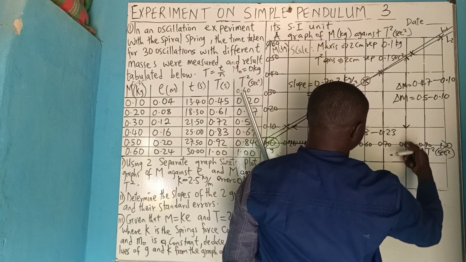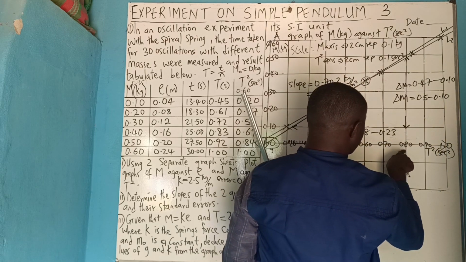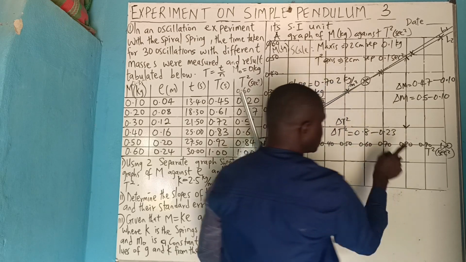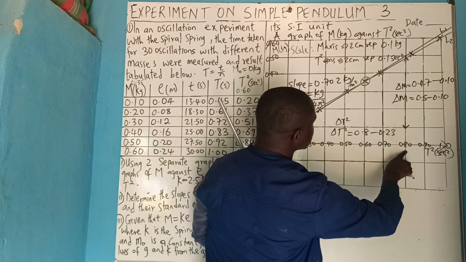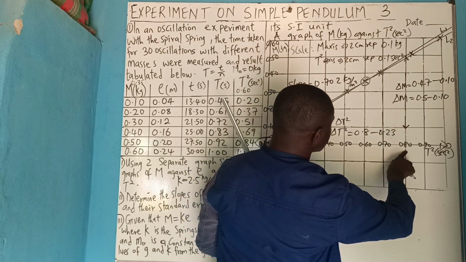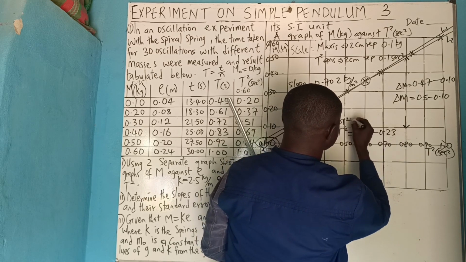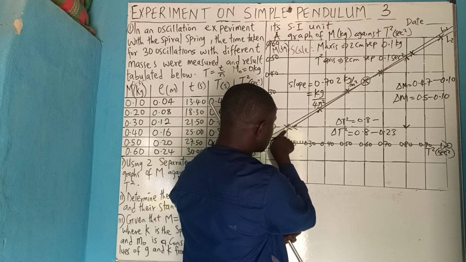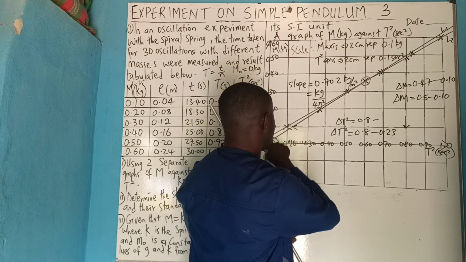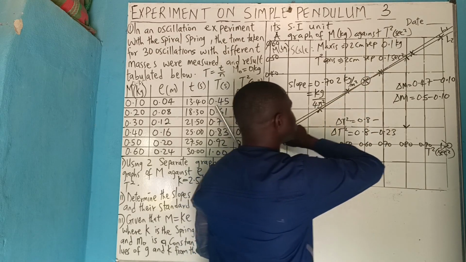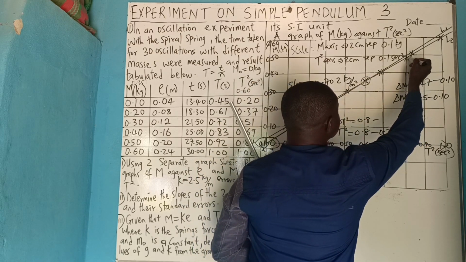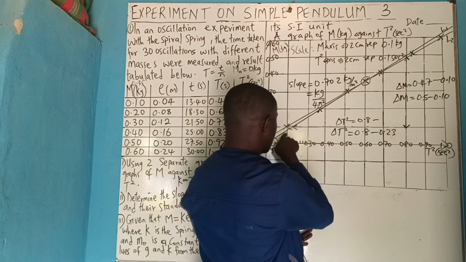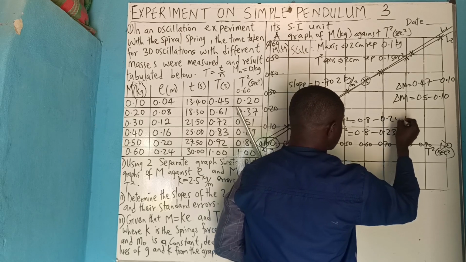Then here, for the change in t square of this, what is it? 0.8 minus, okay, the change in t square for this one is 0.2. Look at the line. We will note this. We note this, then we note this, then we note this. 0.20.